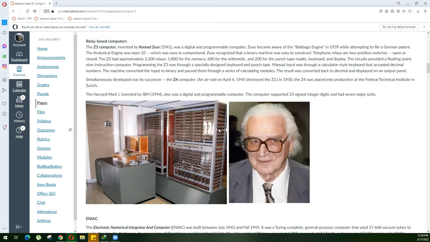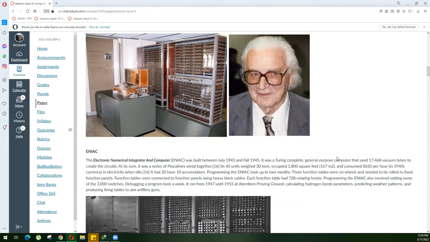The Harvard Mark I, invented by IBM in 1944, also was a digital and programmable computer. It supported 23 signed integer digits and had 7 major units.